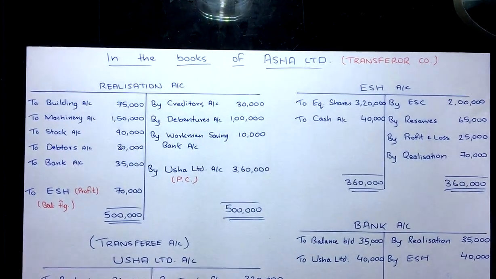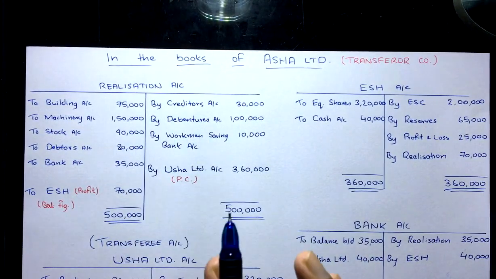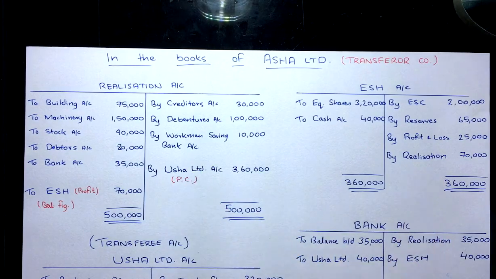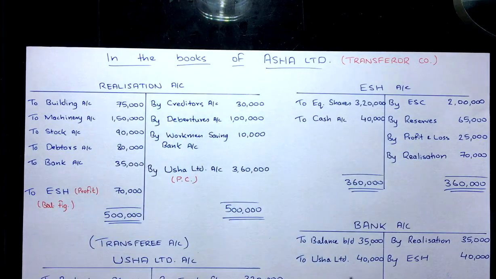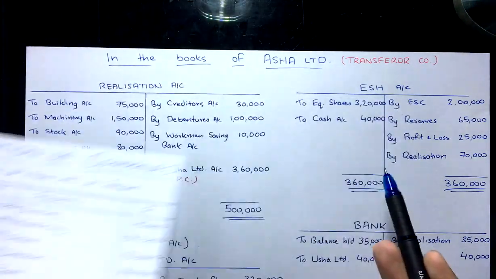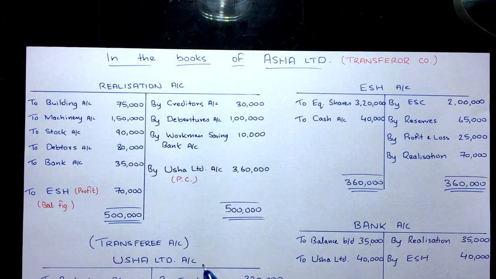Okay, then see here, you don't have to close the realization account first. First you close the preference shareholder account. Yes, that is what you do. You close the preference shareholder account, and then if there is any balancing figure in that account, you transfer that to realization account and then close the realization account. That is the usual procedure. But here in this question, there are no preference shareholders, so no preference shareholder account. So you can directly close the realization account. Yes, simple. Let's close the realization account.